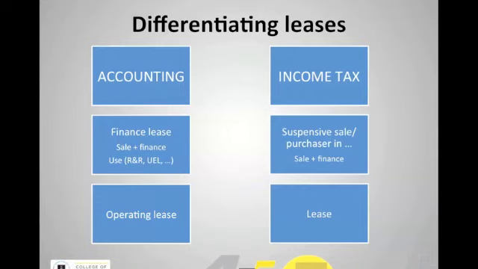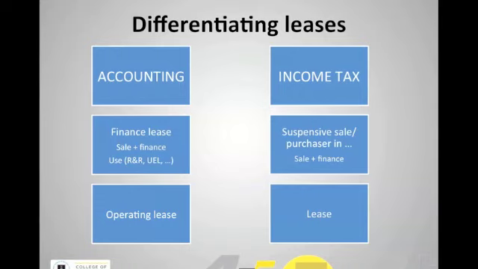In income tax, we don't apply this substance over form approach. In income tax, we look at the legal form of the agreement, which means that all agreements where ownership remains with the lessor are categorized as leases. The only other category we have is for suspensive sales, or we might refer to purchases in an installment credit agreement. Those that really do have a sale and a financing component.